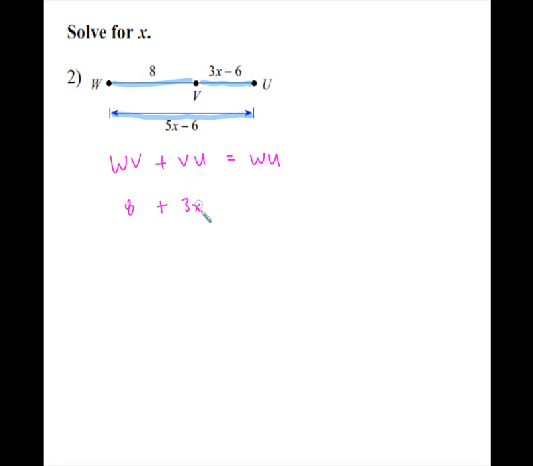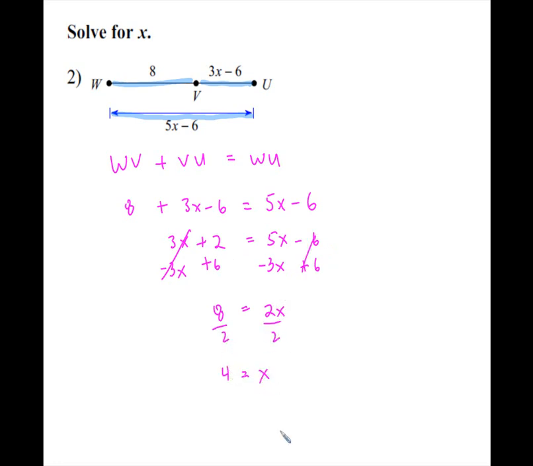WV we know is 8. VU we know is 3x minus 6. And the whole segment, WU, they tell us is 5x minus 6. Then we're just going to simplify and solve for x. So we'll get 3x plus 2 is equal to 5x minus 6. I'll minus 3x on both sides, and add 6 on both sides. That's gone. We get 8 is equal to 2x, divided by 2, 4 is going to equal x. And we're solving for x, so we finished the problem.